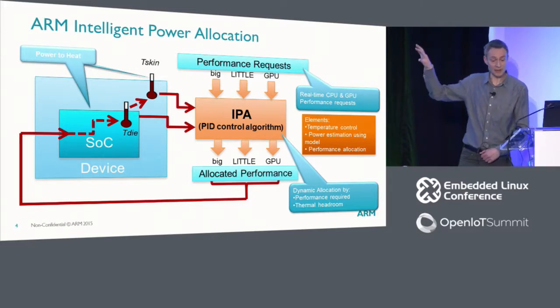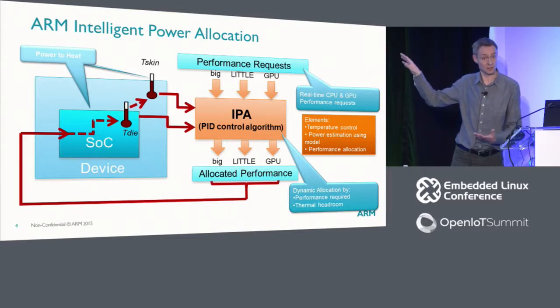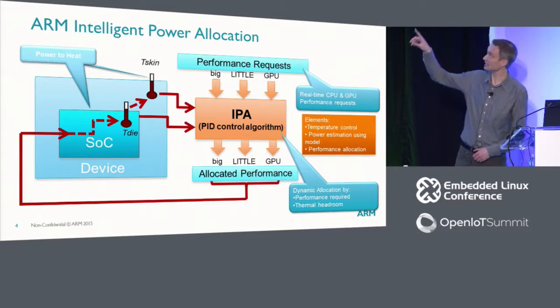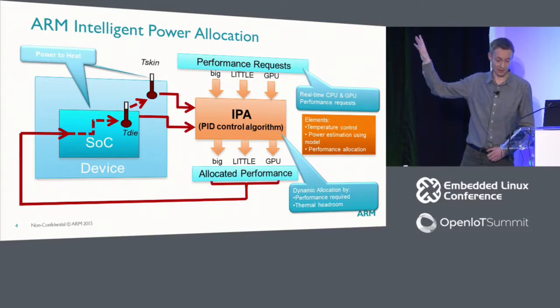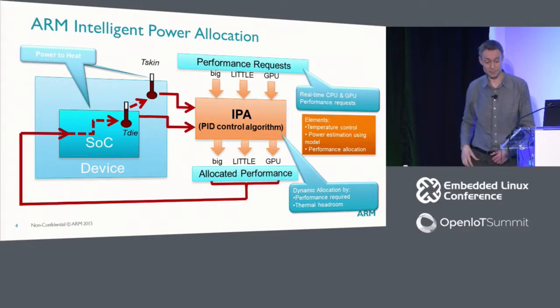So the power that's available in the system then gets divided up between the devices according to the workload requirements. And then there's basically this closed loop where the power will adapt based on the available thermal headroom.